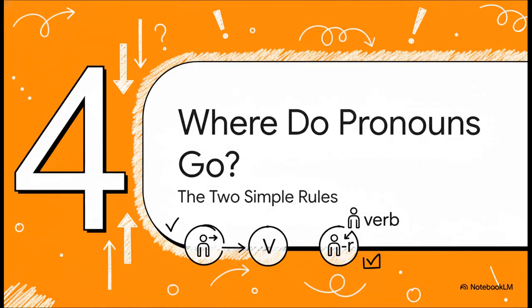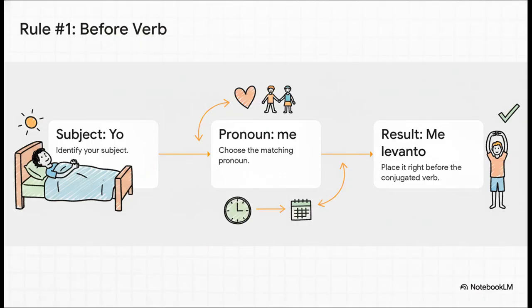Okay, so you've got your pronoun partners. But where do they stand on the dance floor? Or, in the sentence? Thankfully, it's pretty simple. There are only two rules you need to remember. Rule number one is your go-to. This is the one you're going to use like 90% of the time. The pronoun goes directly before the main conjugated verb. So for I get up, you identify the subject, yo, grab its partner, me, and stick it right out front. Me levanto. Easy as that.